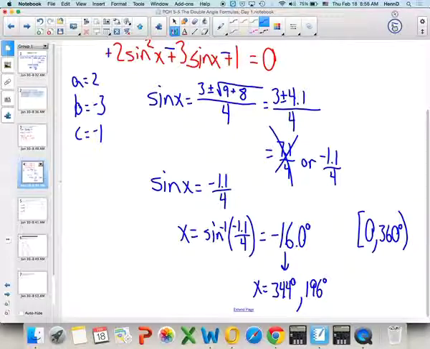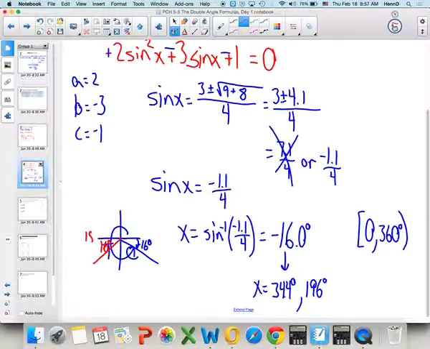Okay? Yeah, Marcos? How did you get 196? Sine is negative, remember, in the third and fourth quadrants. This -16 is telling us our reference angle is 16 degrees, right? So that's how we got the 344, 360 minus 16. But over here, if I have a reference angle of 16 degrees, and this is 180 degrees, you just add them, we're 16 degrees past 180, so that's 196.